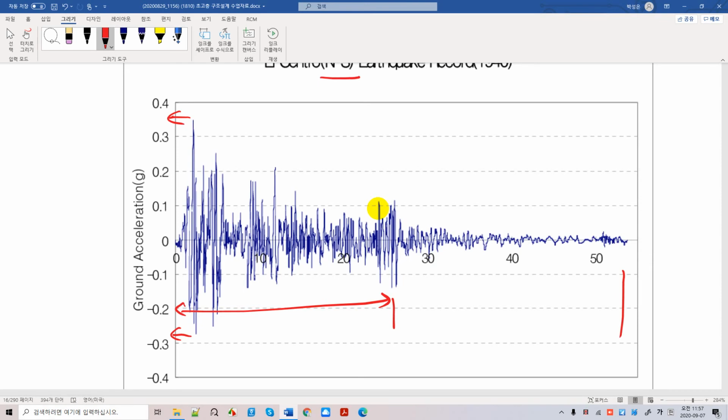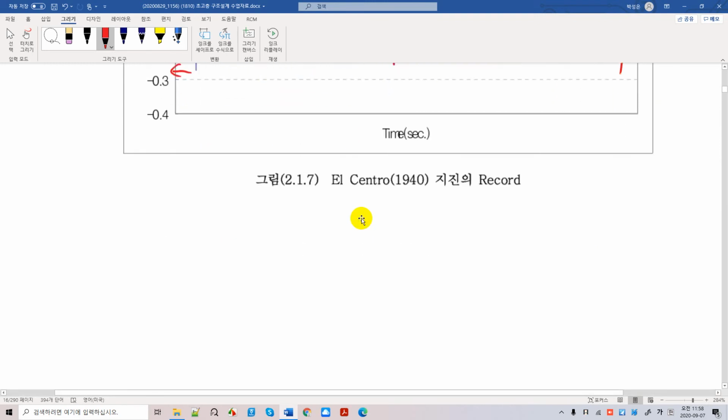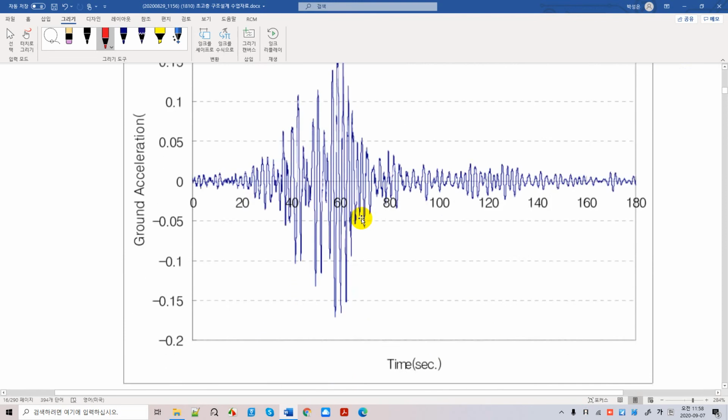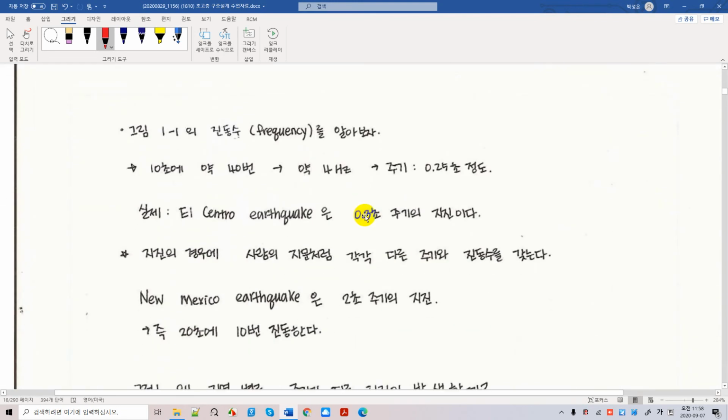And also we take a look at how many cycles per second, right? This is difficult to count, so what I recommend is to take a look at how many cycles per 10 seconds. So we take a look at it and probably find 40 cycles per 10 seconds. Then the natural frequency is 4 hertz, which means 4 cycles per second, right?